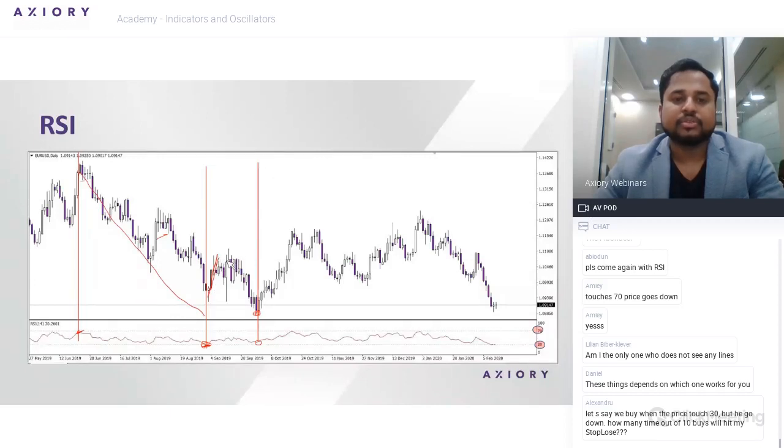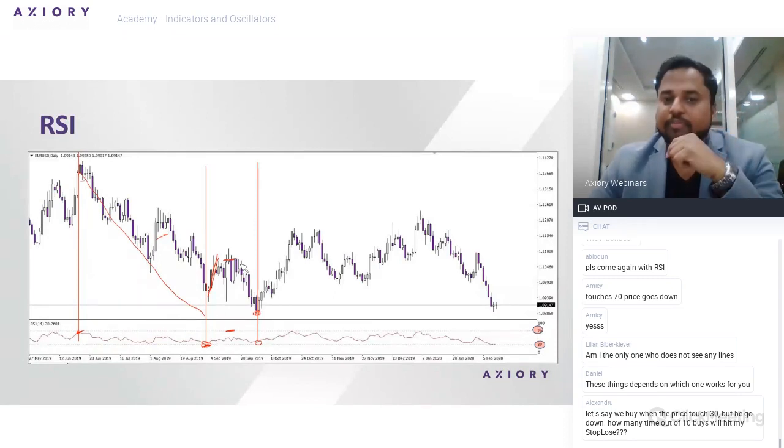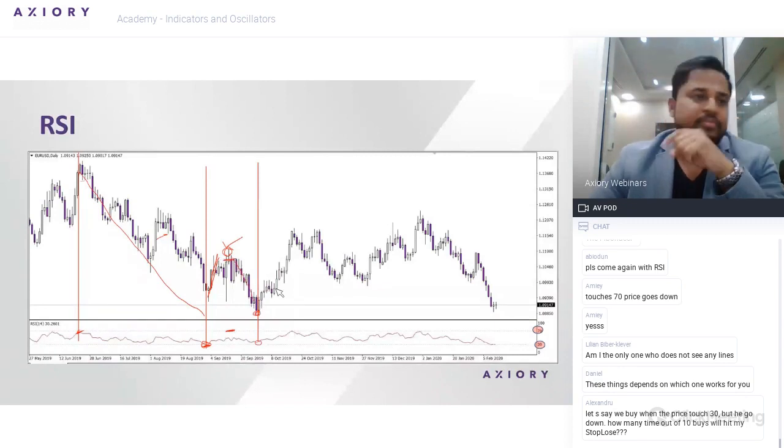But here there is no 70. See, the price has not reached 70. That is why I told you indicators are lagging. Our price action works first. We got a bearish pin bar here. We can sell from here, and the price comes down.